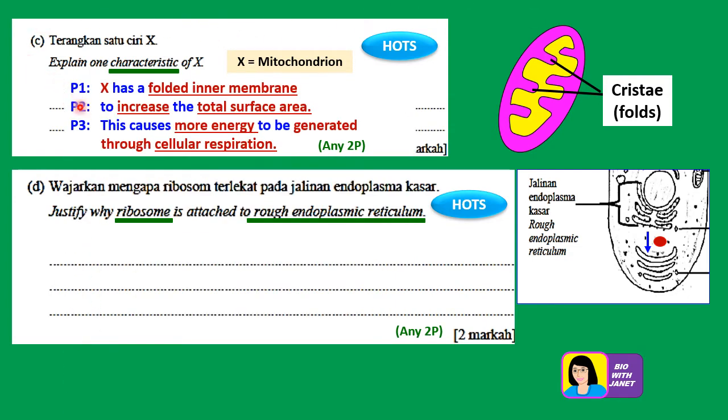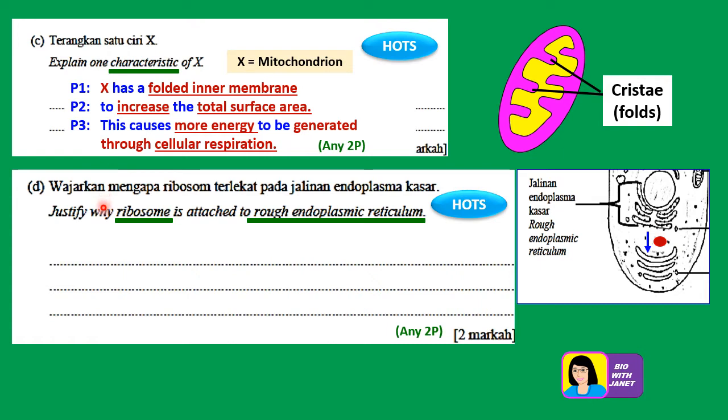Now every point here is 1 mark, P1, P2, P3, 1 mark each. It has a folded inner membrane, meaning the mitochondrion or X has a folded inner membrane, to increase the total surface area. This causes more energy to be generated through cellular respiration. Okay? If you can mention the word cellular respiration, it is also important as part of the process that occurs in the mitochondrion. Now, don't mention that the mitochondrion has a folded inner membrane because they are referring to X. All right? So your answer must have the letter X, and not the name of X.